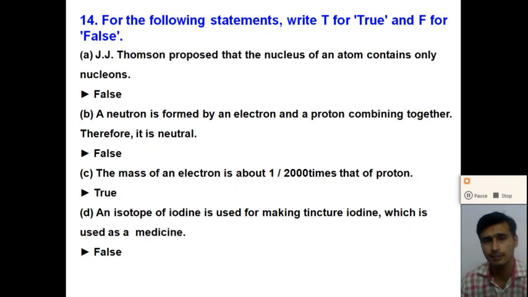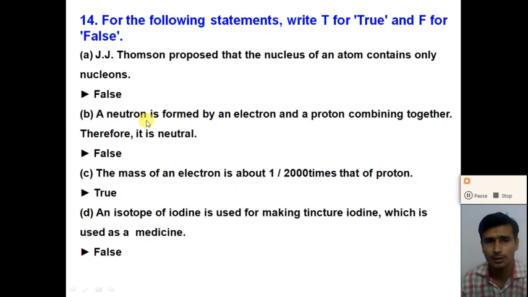It was not proposed by J.J. Thomson, it was proposed by Rutherford. So the statement is false. Rutherford's model of an atom proposed that the nucleus of the atom contains only nucleons, protons and neutrons.